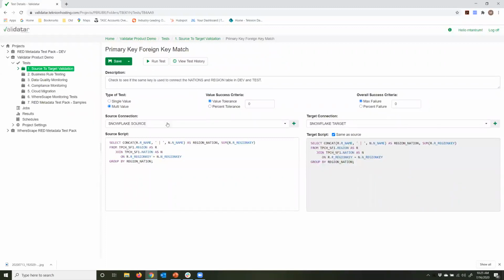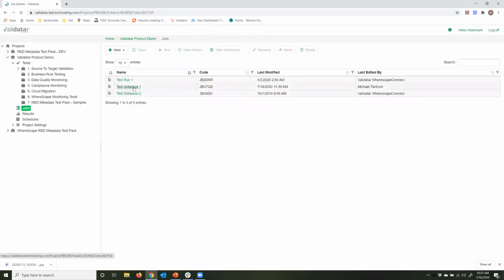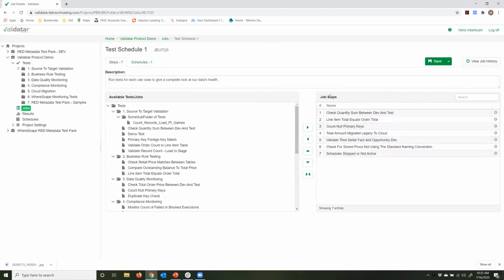Okay, so now that I've got a test, what about if I've got lots of tests to run? How do I create jobs, which are combinations of tests, to be able to run on a schedule? On the left-hand side, here are my folders, here are my tests. I pick the tests I want and push them across to the right-hand side, and these are a set of tests that I want to run in my job. So these are going to run as a set.